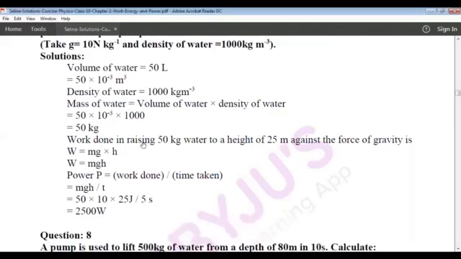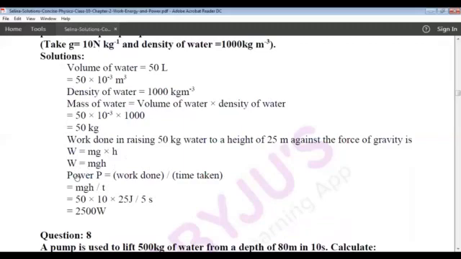So work done in raising 50 kg of water to a height of 25 meter. Here it is 50 kg. So what we need to do? We need to find the work done. It is against the force of gravity. Therefore, work done is mgh. So W is equal to mgh.